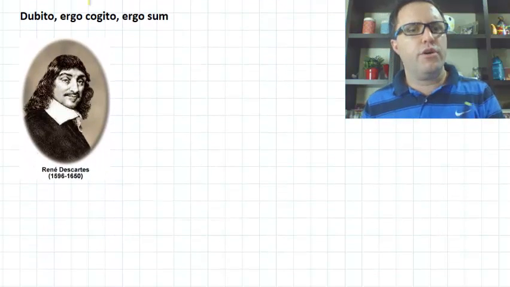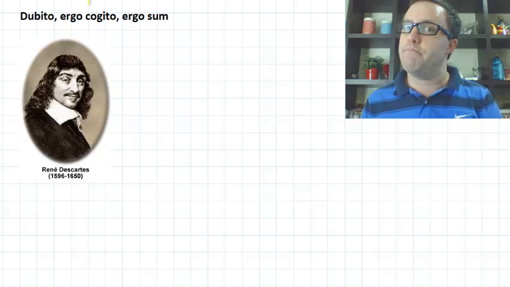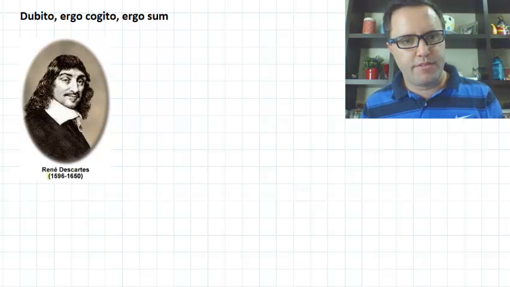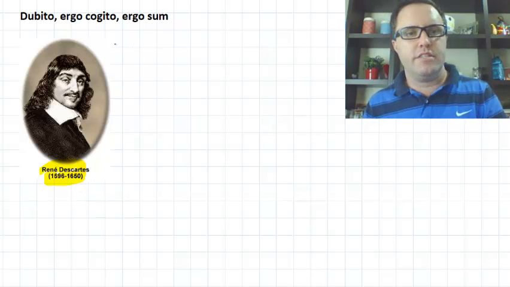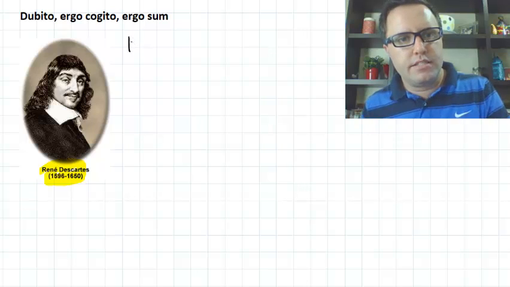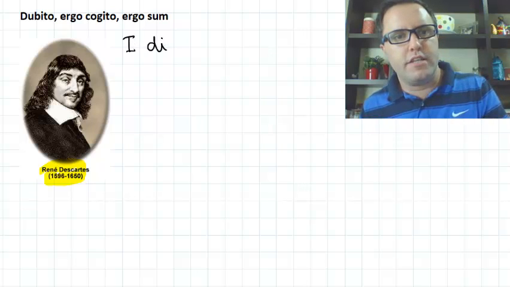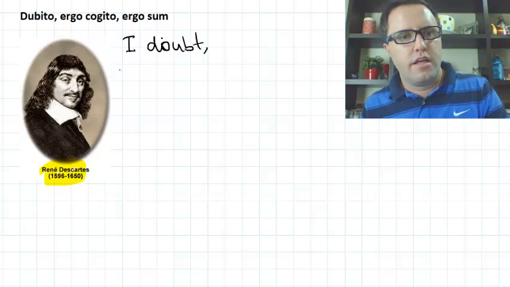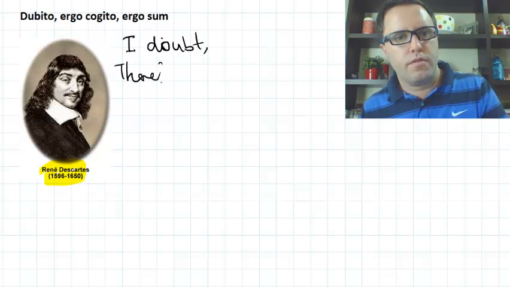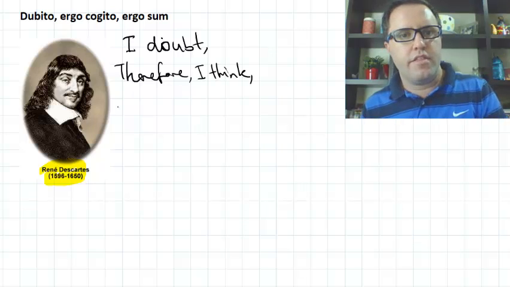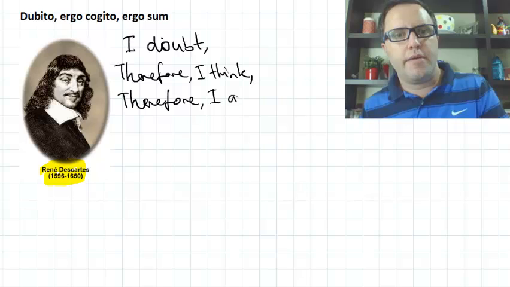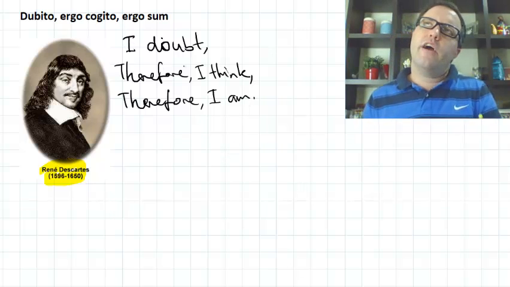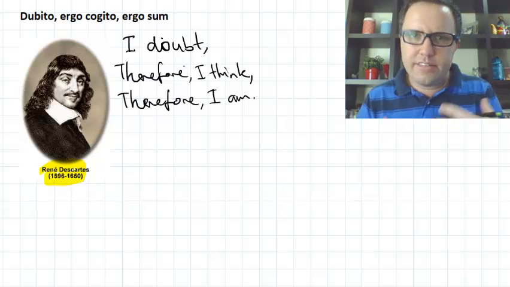Okay, cogito ergo sum. It's a very famous phrase said by this guy here, René Descartes, who was a philosopher and mathematician who lived in the 17th century. And it's Latin for I think, therefore I am.